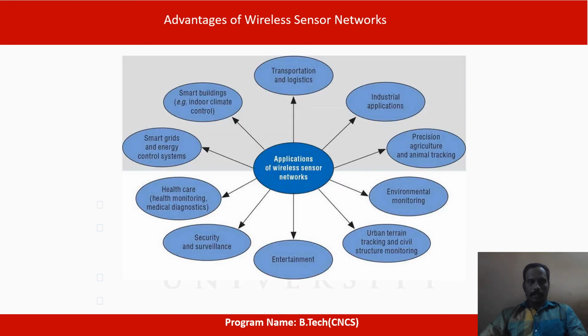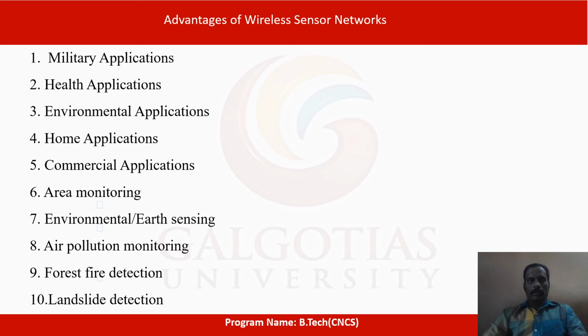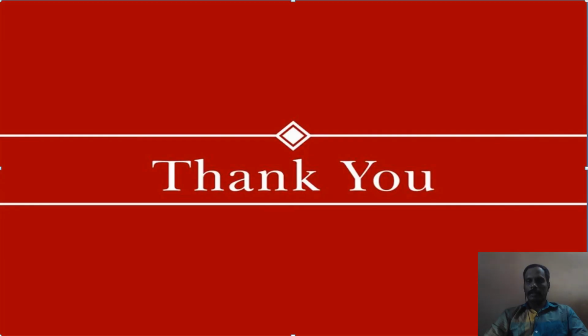Some of the applications of wireless sensor networks are military applications, health applications, environmental applications, home applications, commercial, area monitoring, environment and earth sensing, air pollution, forest fire and landslide detection. These are some applications of wireless sensor networks.